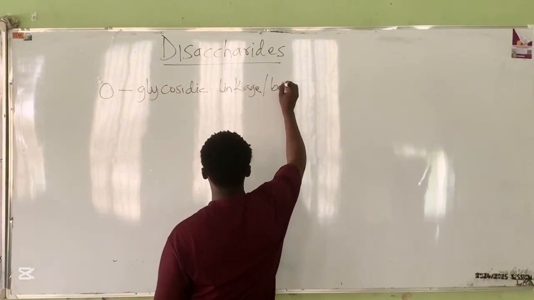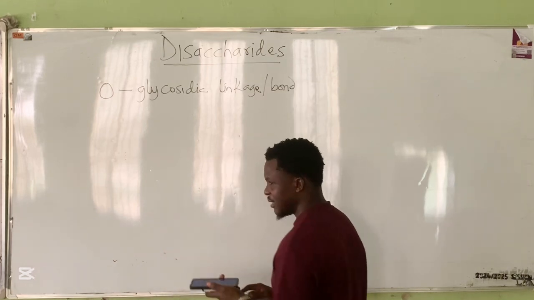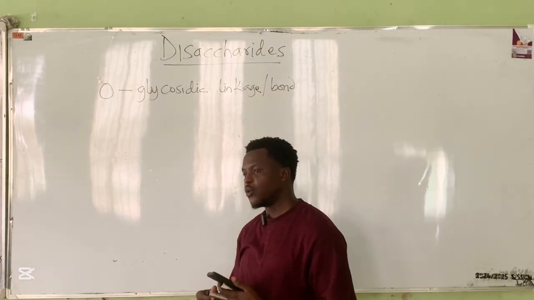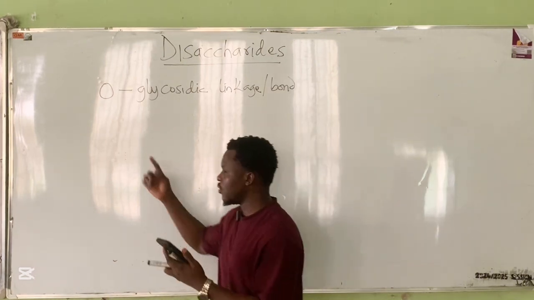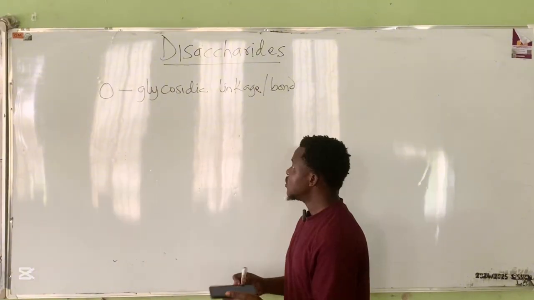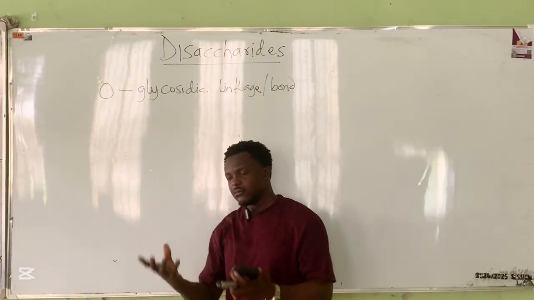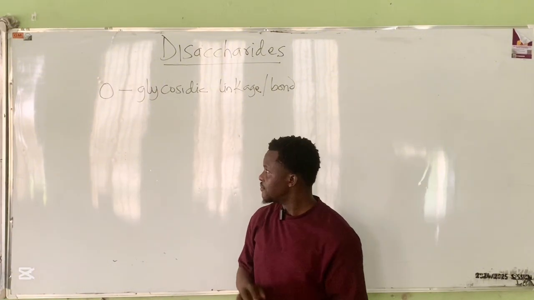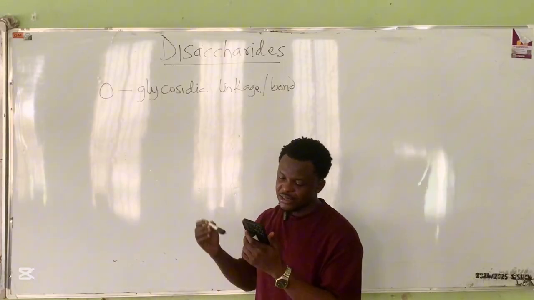Glycosidic linkage or bond. We have two types of glycosidic linkage. We have the N and we have the O. O simply means oxygen is joining two of them together. So di simply means carbohydrate consisting of two sugars. Now, please put down, let's complete that.